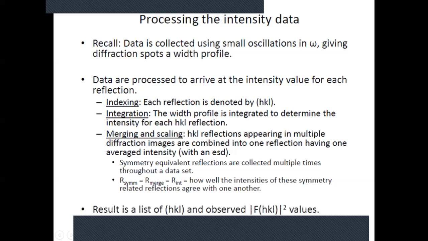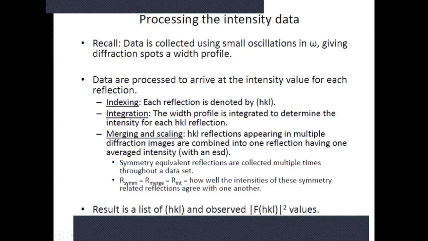Once you do all these 3 steps, indexing, integration, and merging and scaling, and these are all done in the software, you go through each step. Then you're going to generate what's called an HKL file, which contains the HKL indices and their intensity, which is the structure factor squared values. It's this file that you need in order to solve and refine the crystal structure. Without this file, you can't solve a crystal structure.